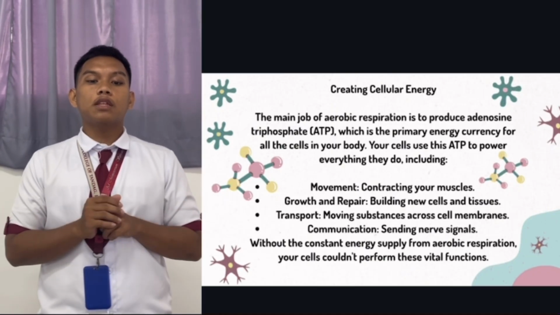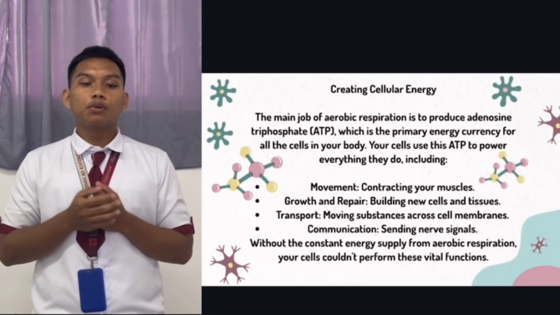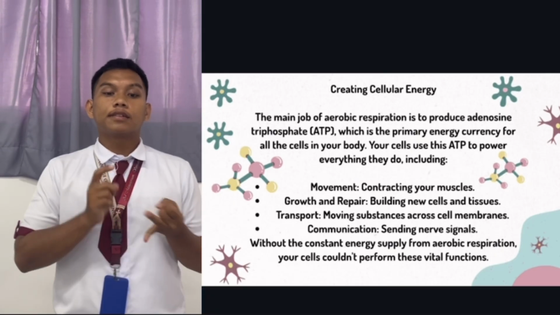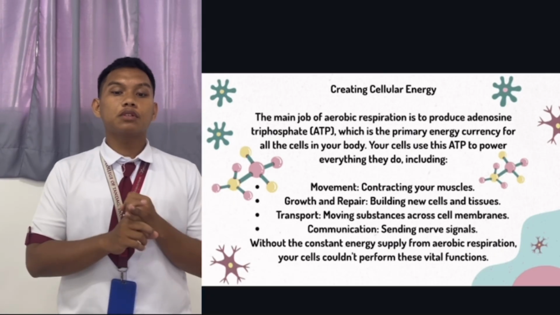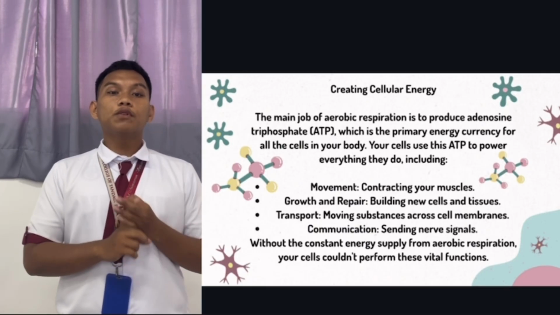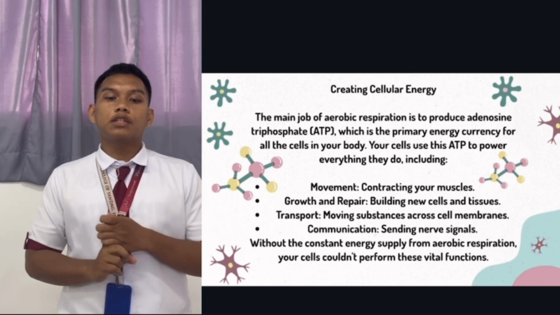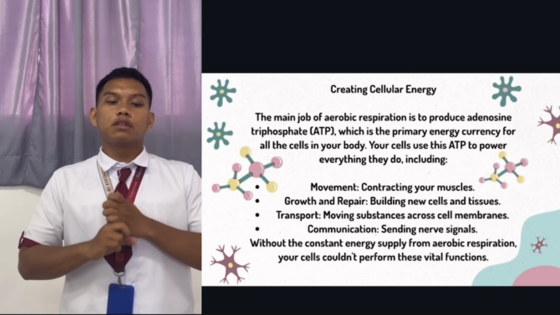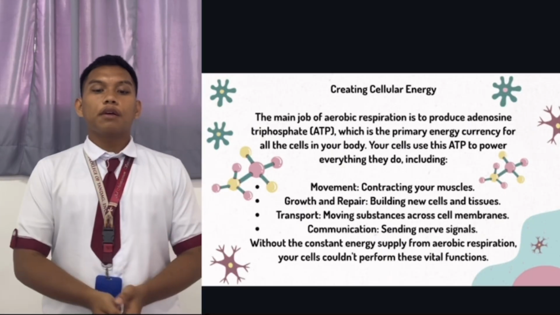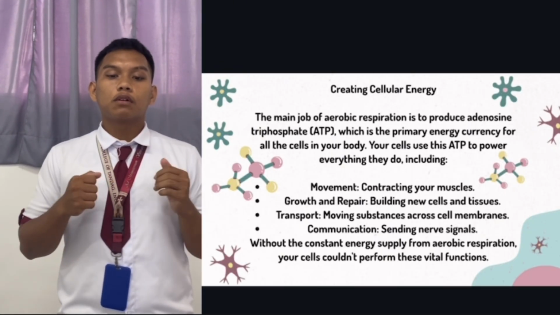Your cells use ATP to power everything they do, including, first, movement, contracting your muscles. Second, growth and repair, building new cells and tissues when you are injured. Third, transport, moving substances across the cell membranes. And lastly, communication, sending nerve signals through your body. Without this constant energy supply from aerobic respiration, the cells couldn't perform these vital functions.